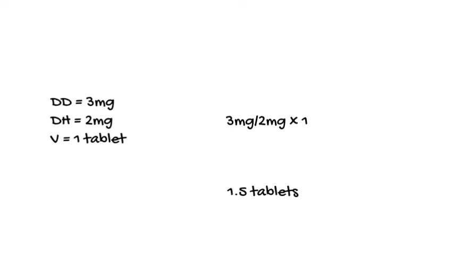So now let's do a liquid, figure out how much liquid to give. Now with the tablet, when we figured it out, the dose on hand was 2 milligrams per 1 tablet. And that's how it usually is when you're working with a tablet.